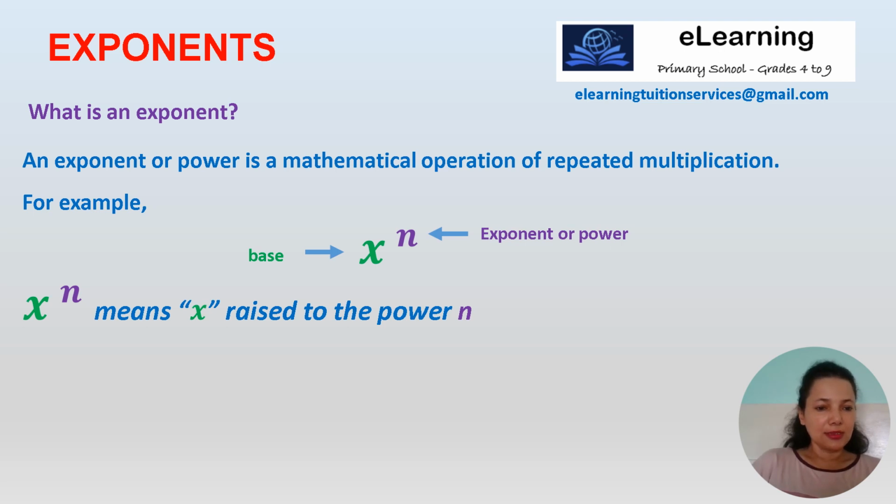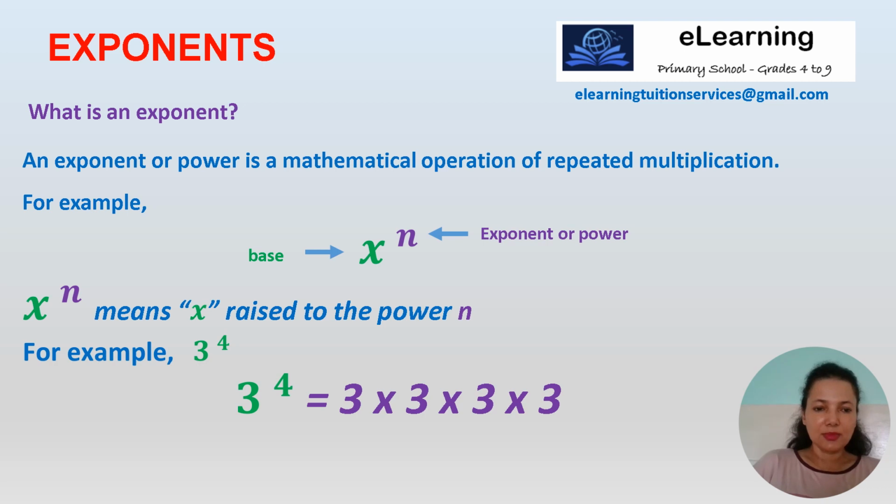Now let's look at this here. We have, for example, 3 to the power 4, which basically means that 3 is multiplied 4 times. So we have 3 times 3 times 3 times 3. And if we multiply that, we get an answer of 81. So it's pretty simple. Exponents basically means a number raised to its power, and whatever the power is, you multiply that number as many times as the power tells you to.